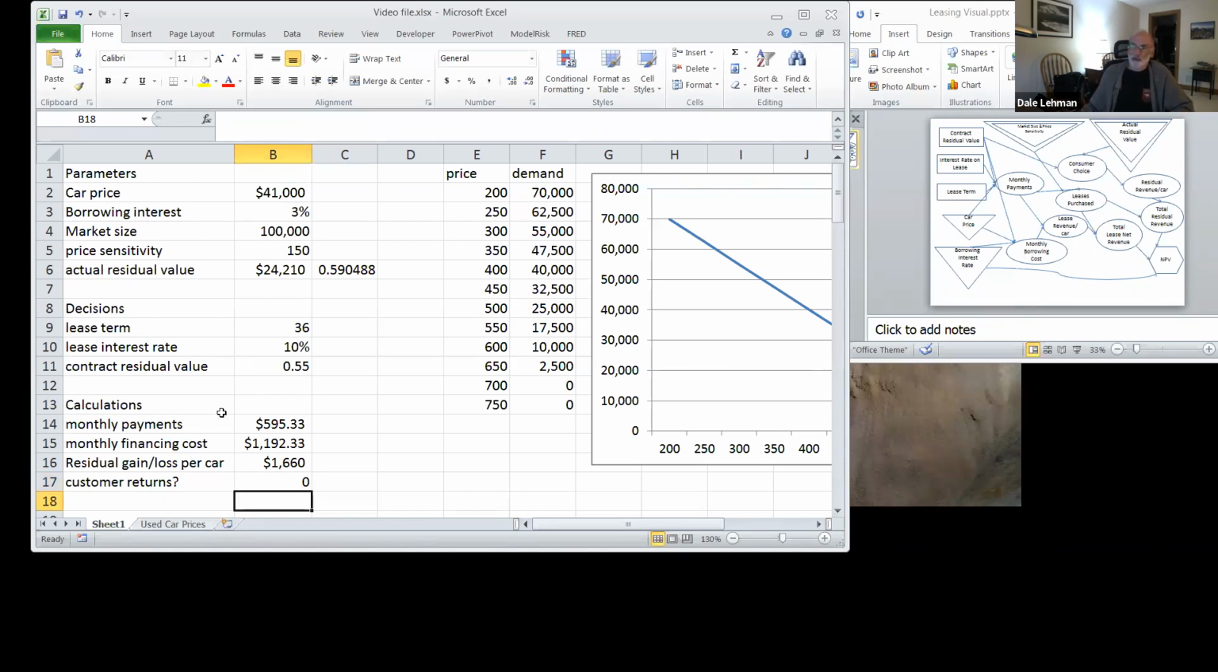Under these conditions, the customer would not return the car. One thing you might want to do as you adjust your model is see whether it's performing right. What if we had set the contract residual value at 0.6? Now, the contract says to buy the car, you'd have to spend $390 more than the car is worth. We have the customer returning the car, so that seemed to work okay. And notice the monthly payment also went down, but for now, I'll go back to 0.55.